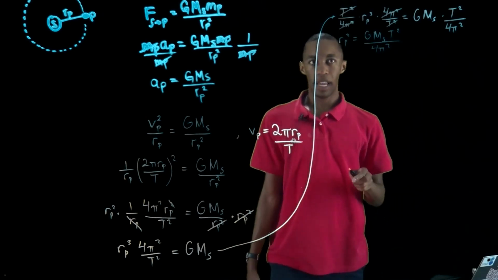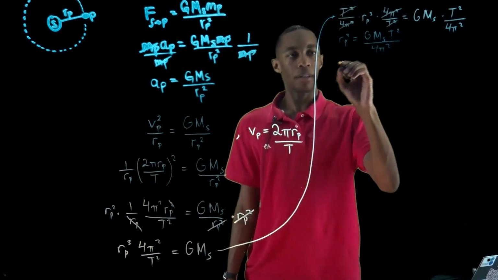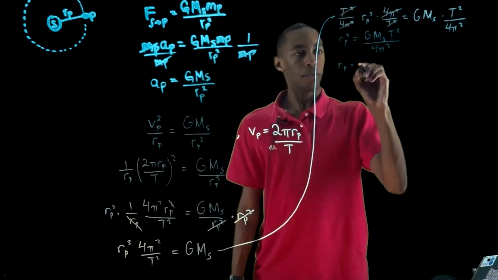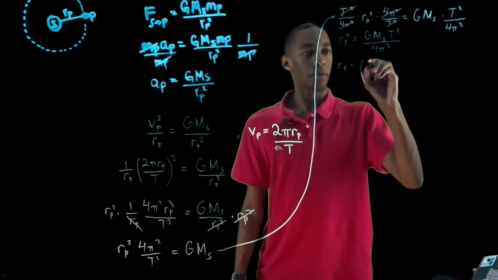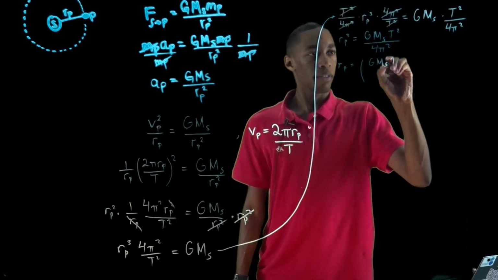And the last step now is just to take the cube root of both sides to simplify and find Rp. So Rp, and I will demonstrate the root by just using an exponent here.